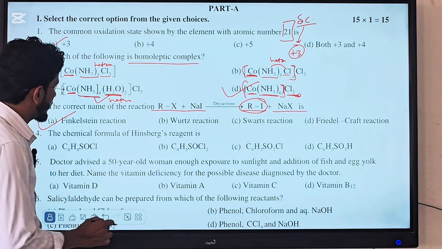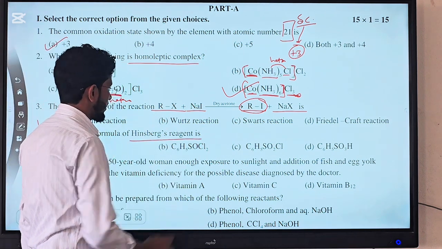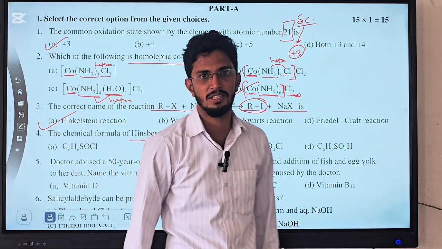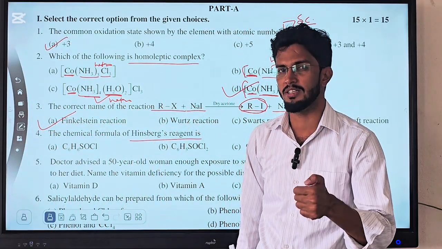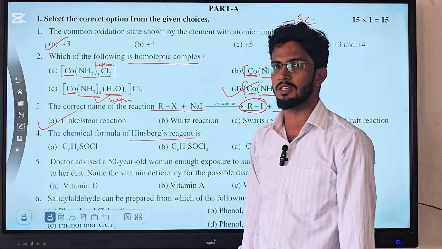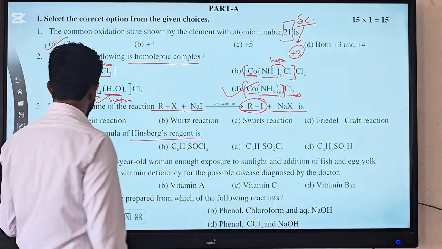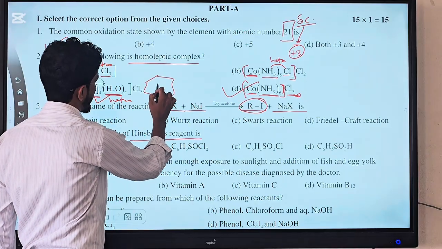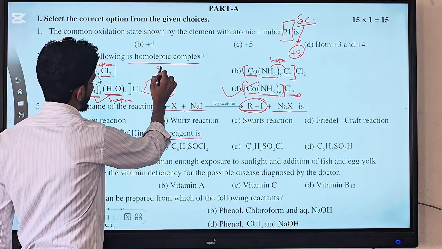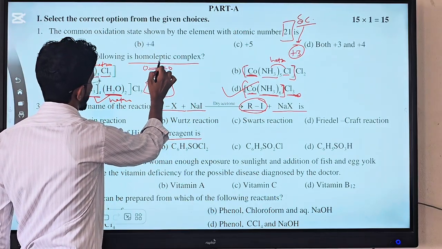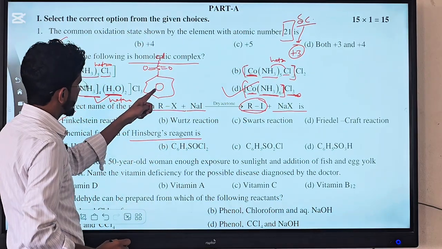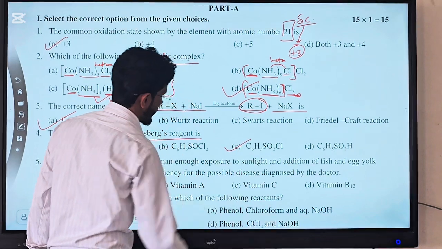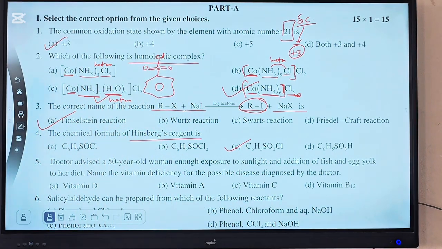Now, the chemical formula of Hinsberg reagent. The Hinsberg reagent is benzene sulfonyl chloride, which is used to distinguish primary, secondary, and tertiary amines. The answer will be benzene sulfonyl chloride. The structure of benzene sulfonyl chloride is benzene, S double bond O, Cl. That is C6H5SO2Cl. The answer will be C.